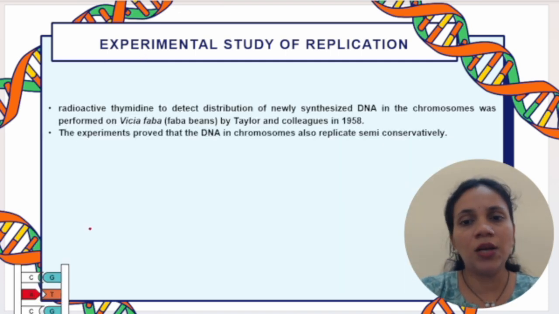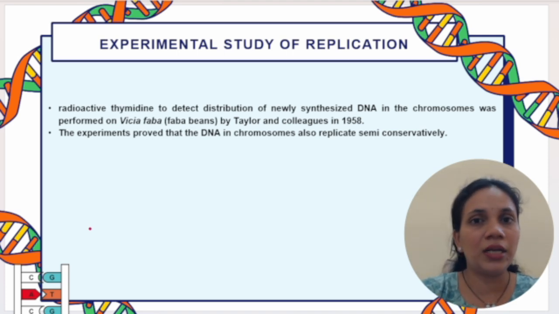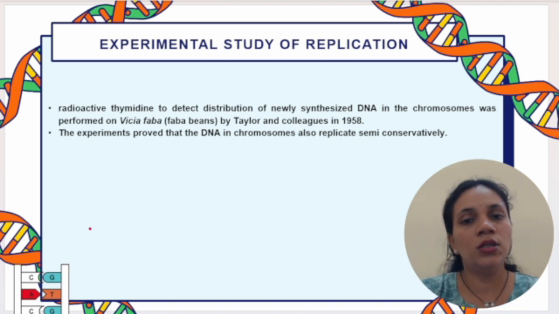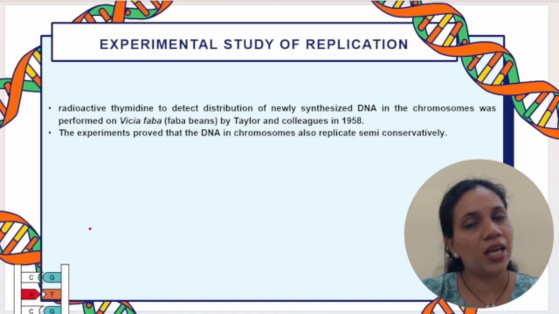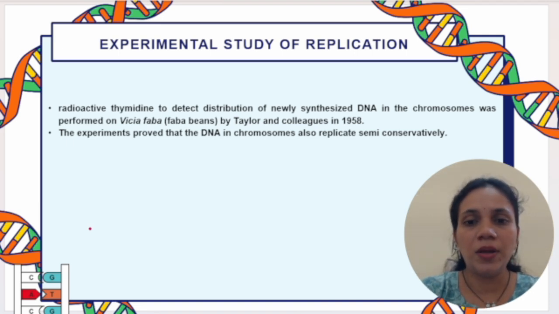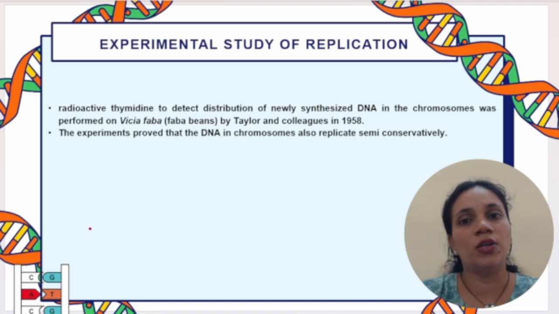The same study was conducted using the Vicia faba seeds, that is the faba beans, and this was done by Taylor and his colleagues in 1958. Here they used radioactive thymidine, and they saw that both the strands had one parental strand and one newly synthesized strand. So these experiments proved that the DNA in chromosomes replicates in a semi-conservative model.